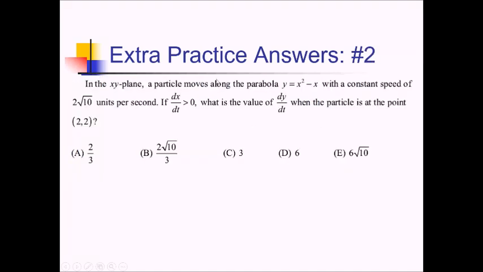For this problem, we have a particle moving along this parabola, and we have a constant speed of 2 radical 10 units per second. They're telling us dx over dt is positive. They want the value of dy over dt at the point 2 comma 2.